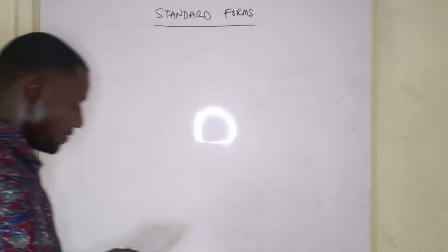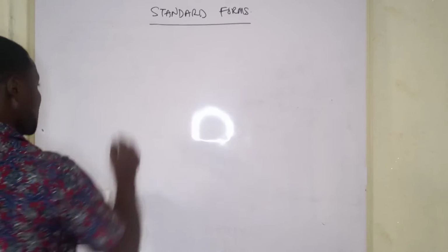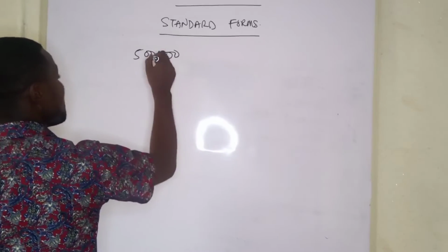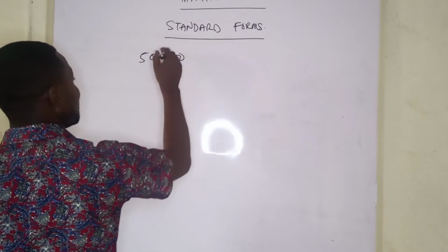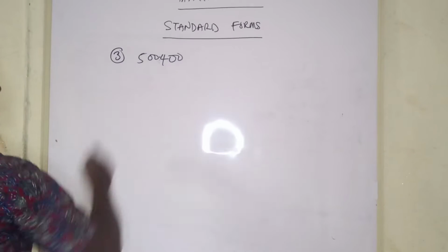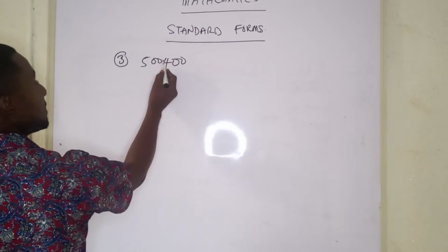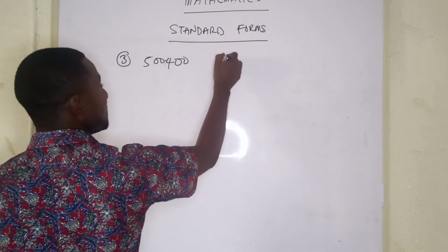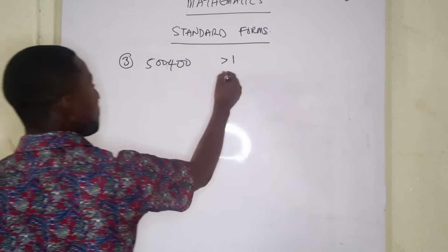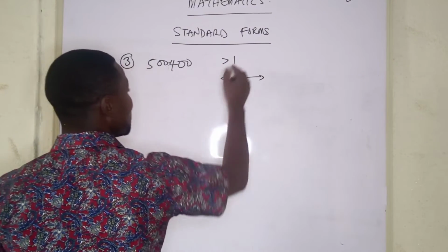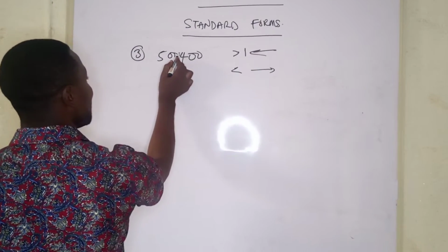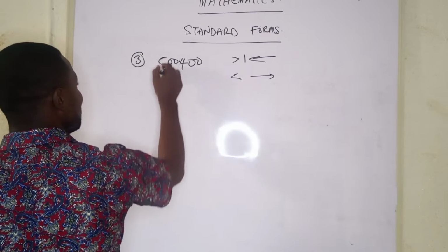Now let me look at another example for us. Say for instance we have 500,400 with a dot here. In this case, this is number 3. We look at it and discover that this value, first thing, is greater than 1. It means we are going backward. If it's less than 1, we move forward. If it's greater than 1, we move backward. Now look at this. You move here: 1, 2 to get to the unit value, which is a 5.